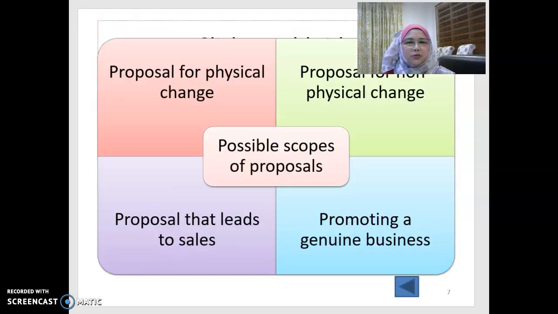Let me explain what it means by the proposal presentation. When you talk about a proposal presentation, you need to talk about a change, a physical change. That means something needs to be done in a way where you can see, you can touch, and you can feel.